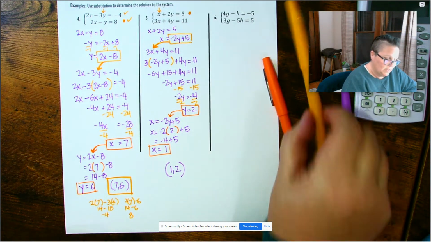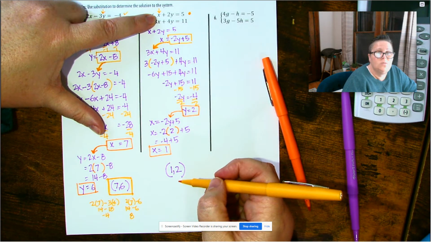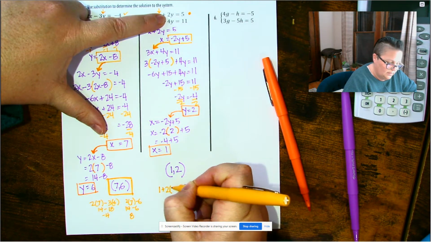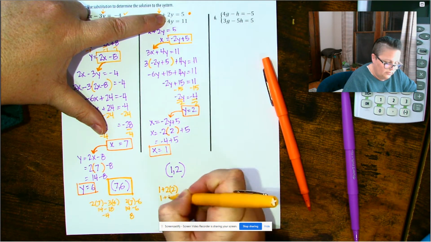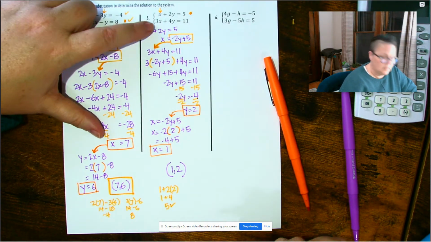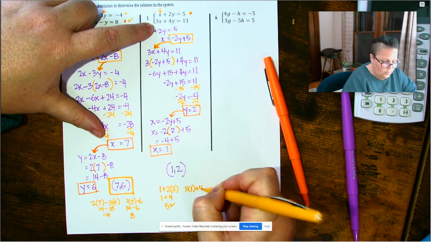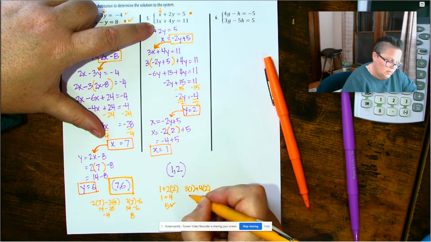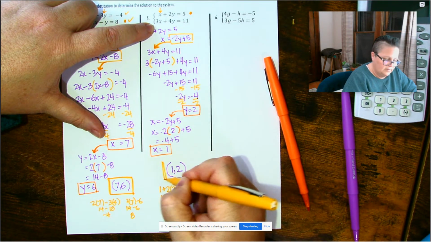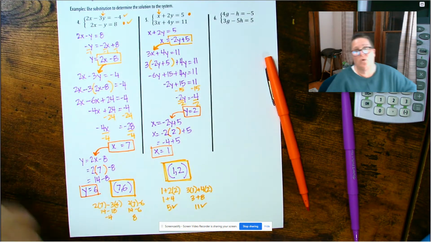Now, I may want to check that with the original equation. If x is 1 plus 2 times y, where y is 2, that's 1 plus 4, which is indeed 5. Oh, looky there, it checked. The second equation would be 3 times 1 plus 4 times 2. That's 3 plus 8, which is 11, and yes, it checks. Since it checks with both, my solution to this system of equations is (1, 2).